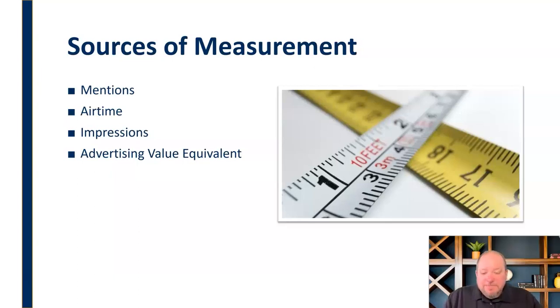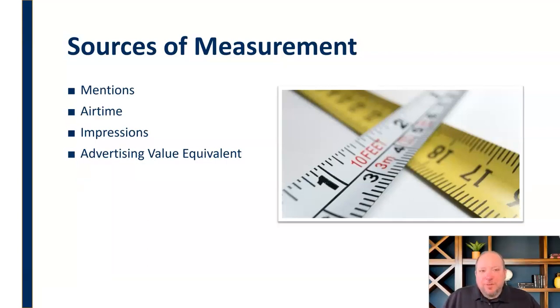So in other words, the number of mentions, the amount of airtime, the number of impressions, how much would that be worth if we calculated it as a paid cost through advertising? What's the advertising value equivalent of the work that we've got? Again, this is strictly the number of mentions, airtime, impressions, things like that that are calculated in. It's not the quality, not the type of impression, positive or negative or whatever. So we need to remember that this is strictly quantitative, right?